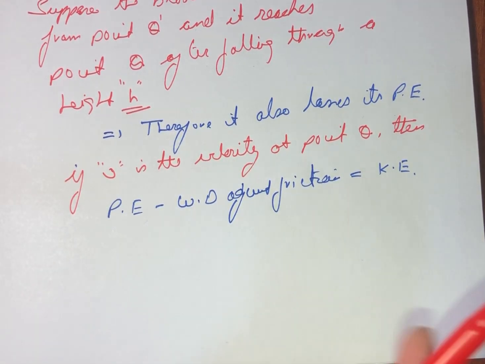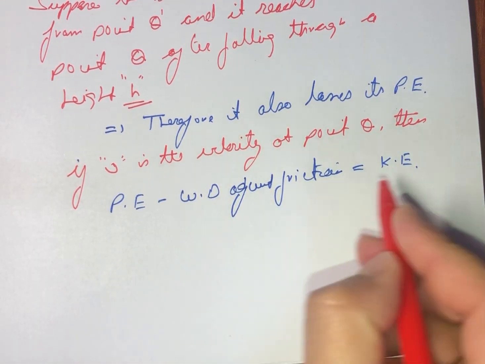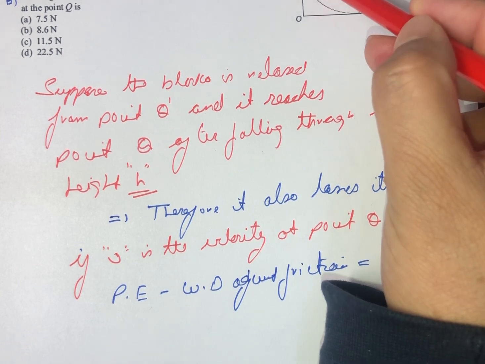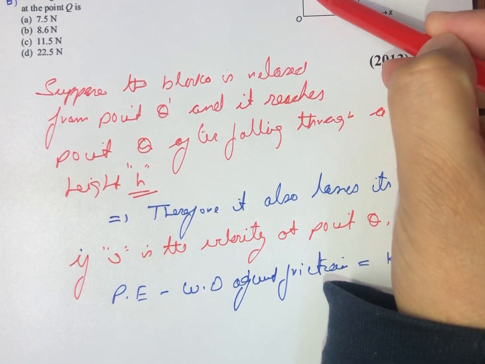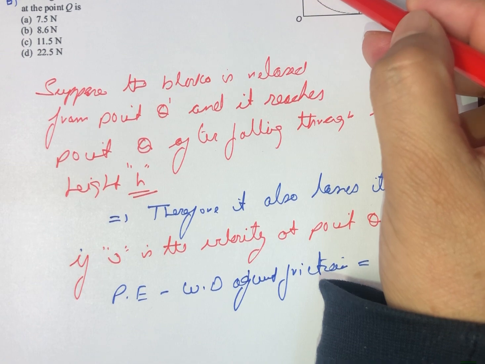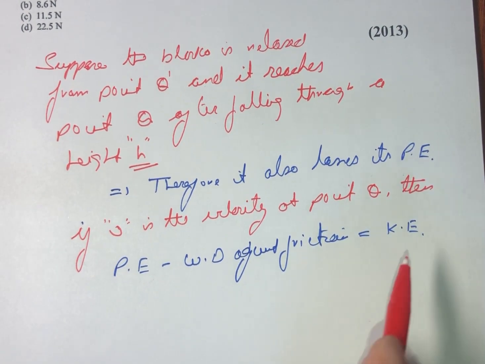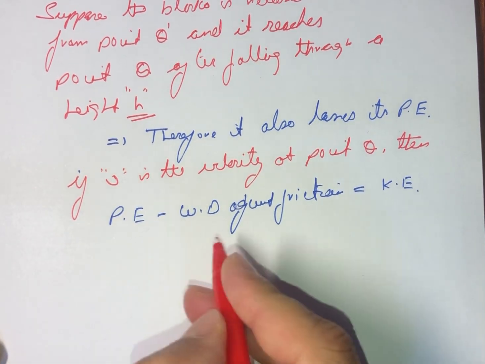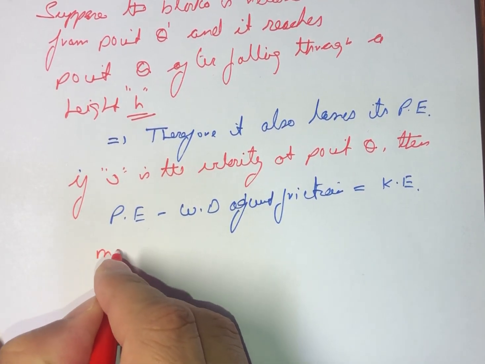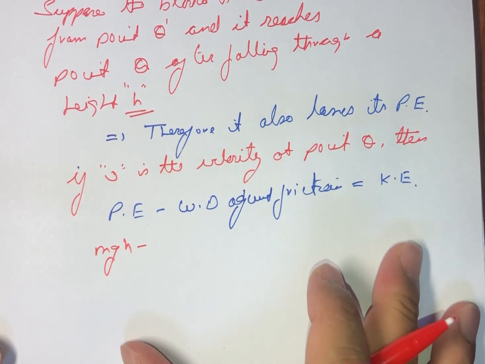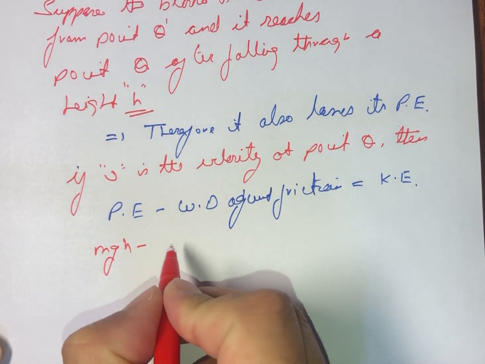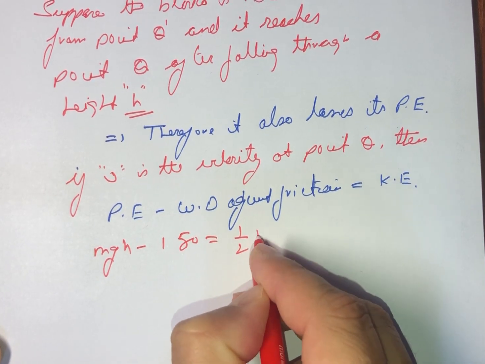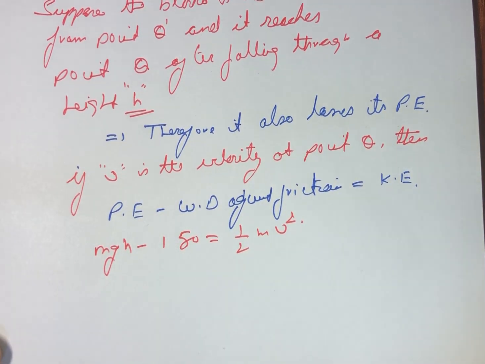So this entire thing is with respect to point Q. So there is a loss of potential energy minus the work done against the friction from Q prime to Q. This will be equal to kinetic energy. So potential energy is given as mgh minus work done against friction, the value is already given, that is 150. So this is equal to kinetic energy, that is half m v square.